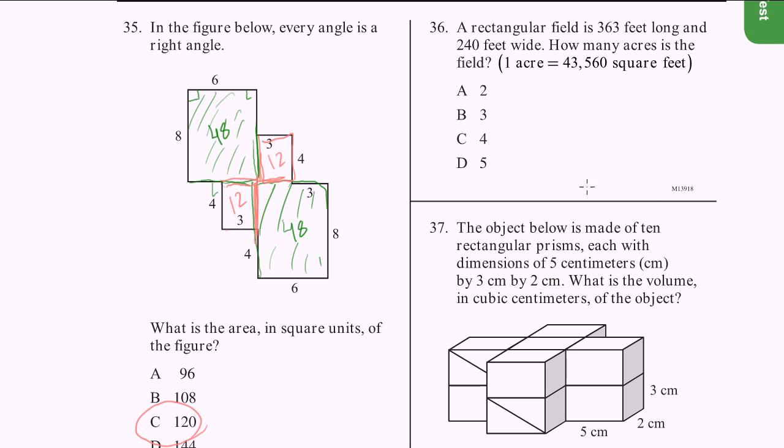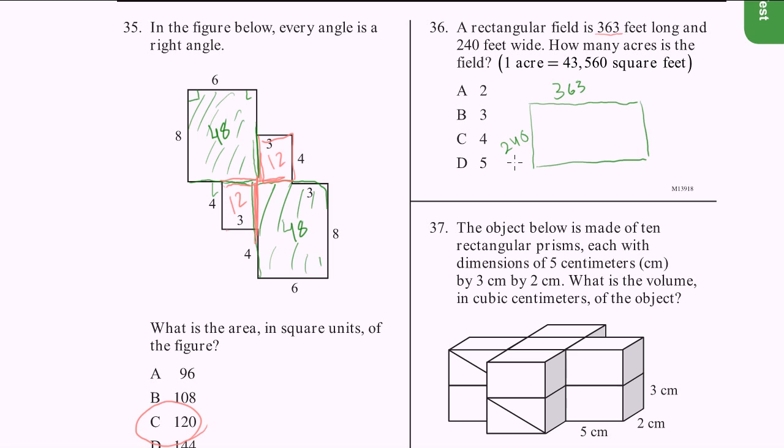Problem 36. A rectangular field is 363 feet long and 240 feet wide. How many acres is the field? So let me draw this field. I'll do it in green because we're talking about a field. It is 363 feet long and 240 feet wide. That's the dimensions of the field.